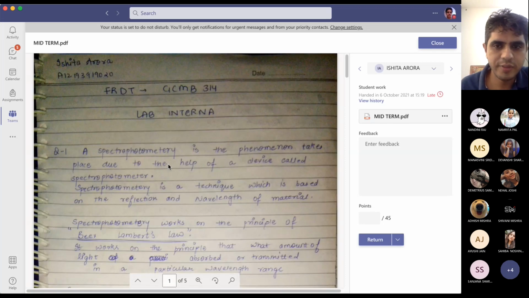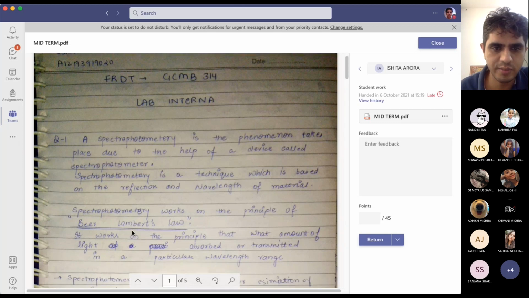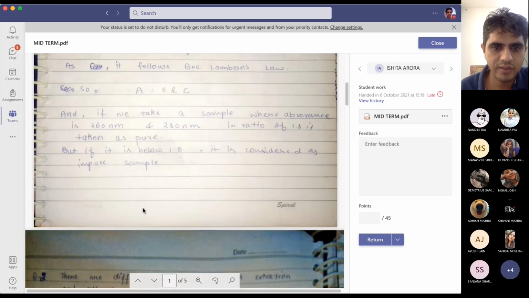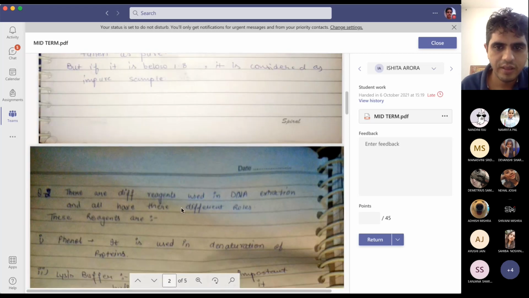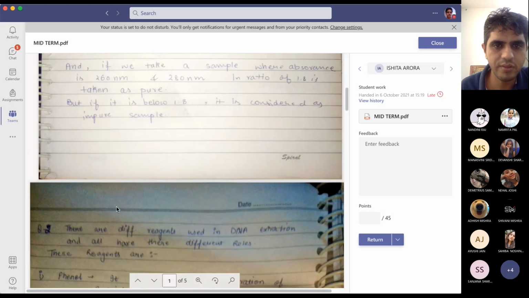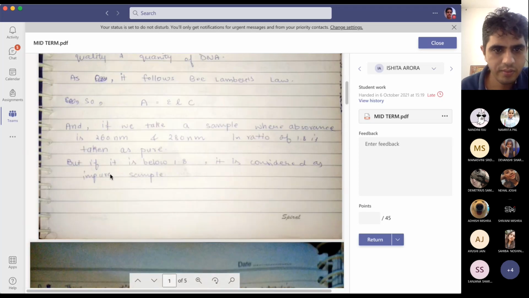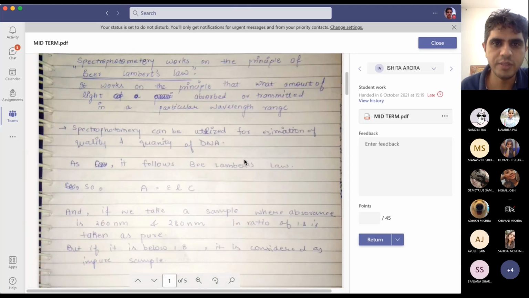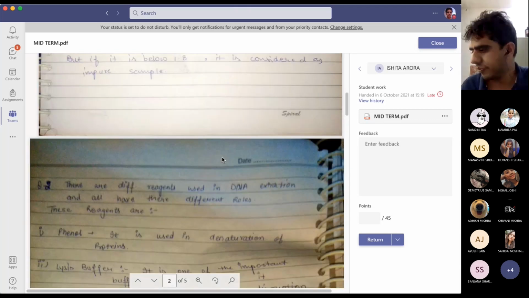Okay, so first is spectrophotometry. The phenomenon takes place with the help of a device called a spectrophotometer, a spectrophotometric technique. This is from the Lambert-Beer's law. Yes, it's right. It's also right. And the DNA contains all have 3 different roles. Okay, for you also quantity is missing. So for that again you are going to get 3.5.